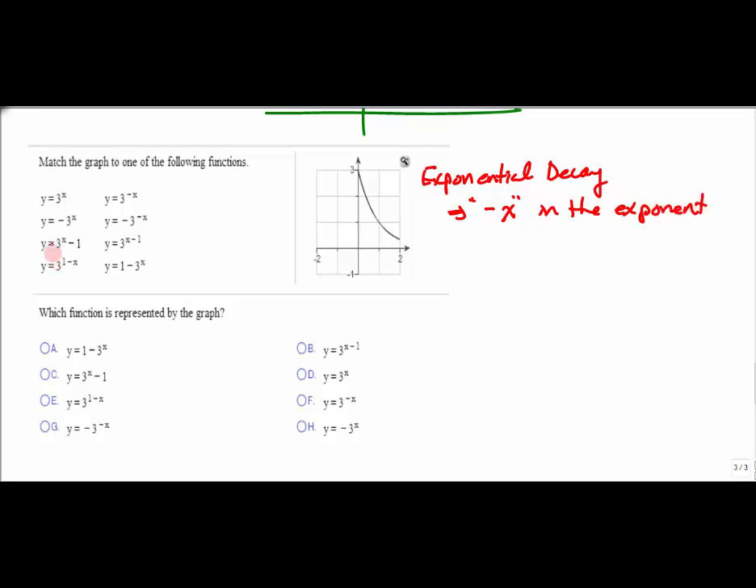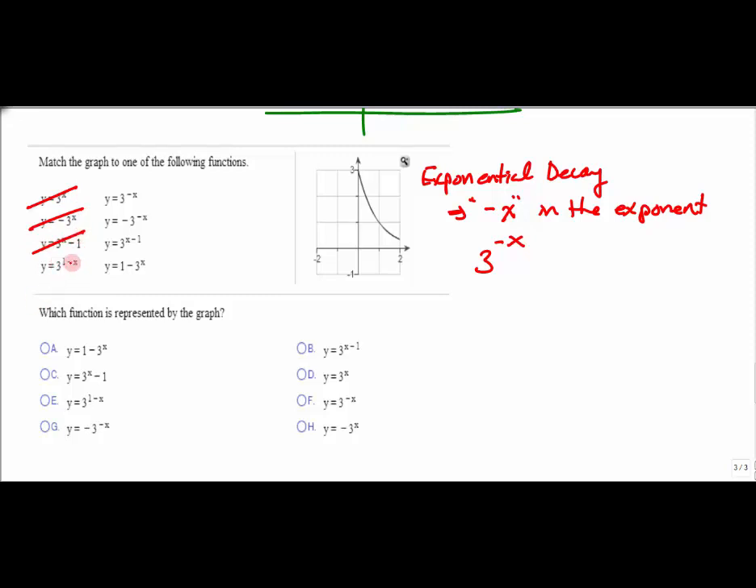So if you notice all these bases are 3, I think that this graph is going to look like something like 3 to the negative x. It might have something else going on, but I think this is its basic shape. So right away I can throw out 3 to the x. I can throw out the negative 3 to the x because this would reflect down across the x-axis. 3 to the x minus 1, that's going to be exponential growth.